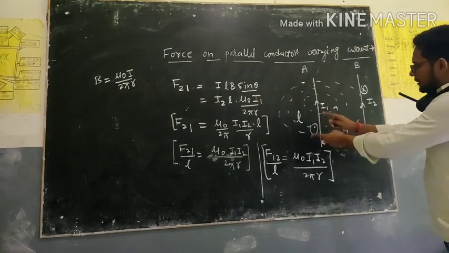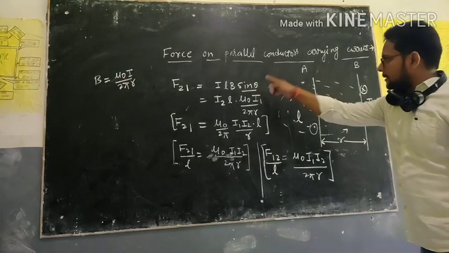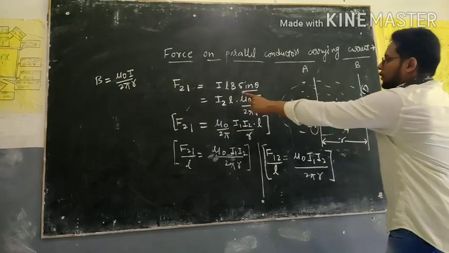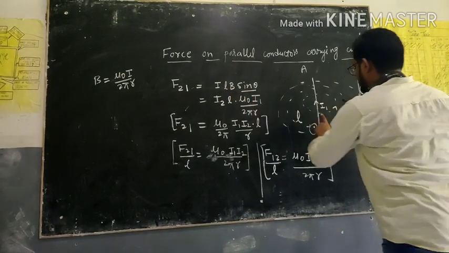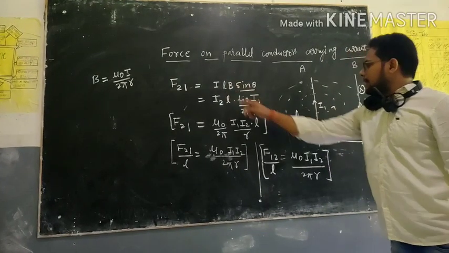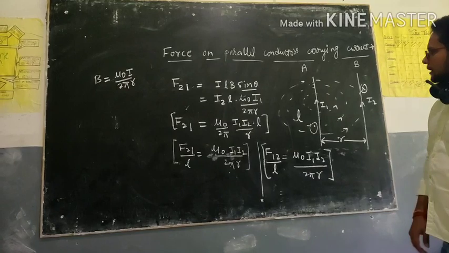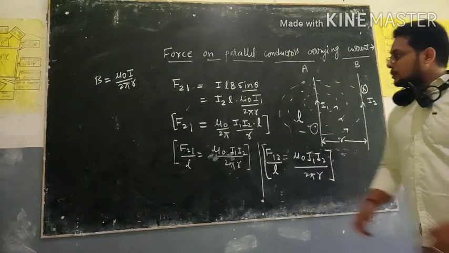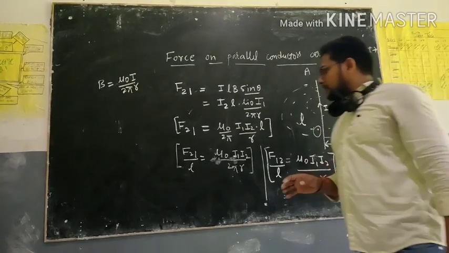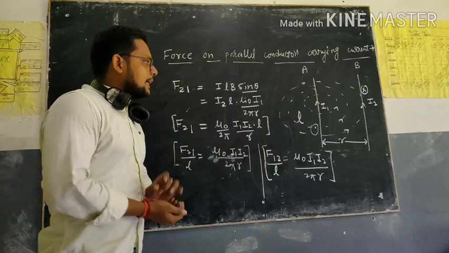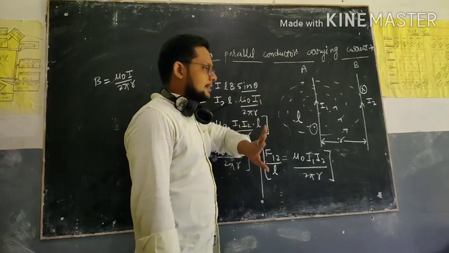The angle between them is 90 degrees. Sin theta becomes 1. And at place of I L B, length is same. If you want to write the value of magnetic field B, it also comes to be mu naught I by 2 pi r, and the result will be similar. So this is the force on parallel conductors carrying current. Both are same. Now we can discuss about its direction.